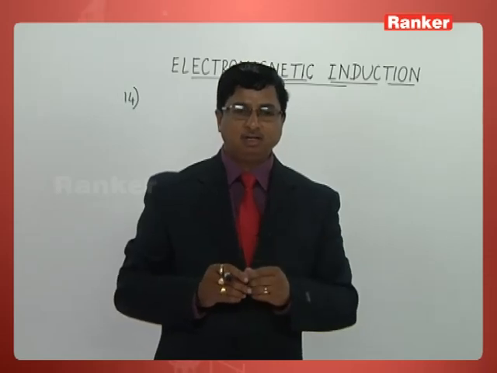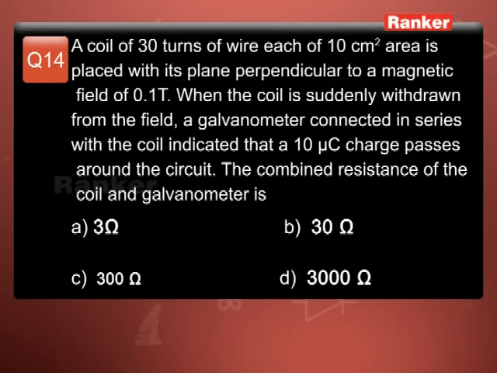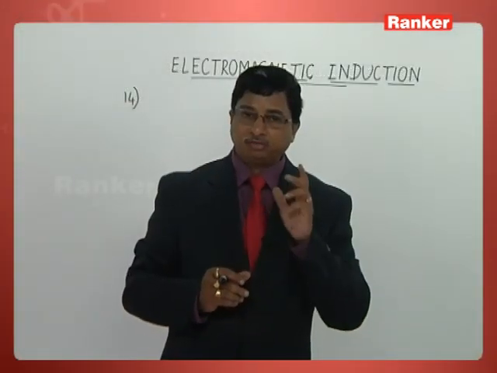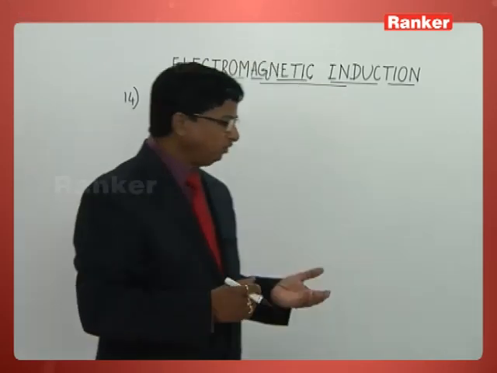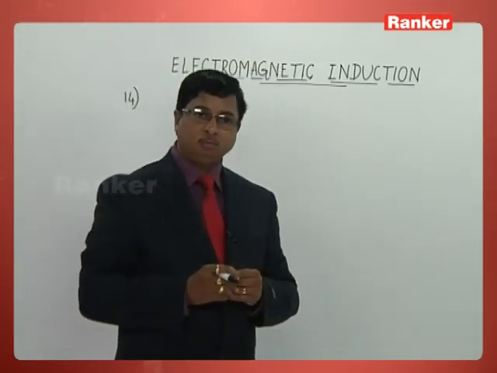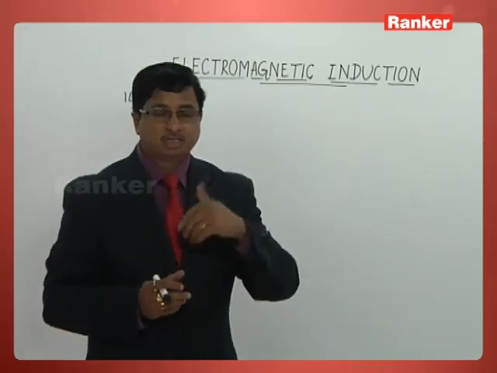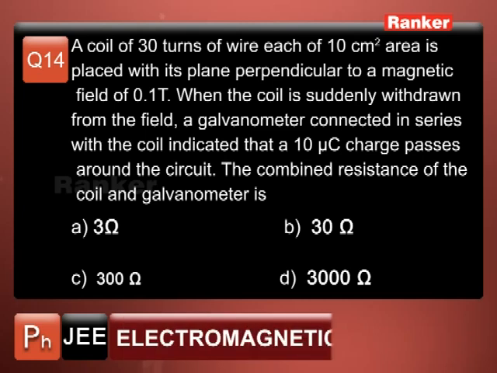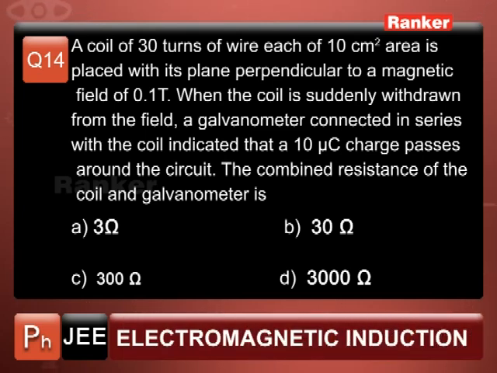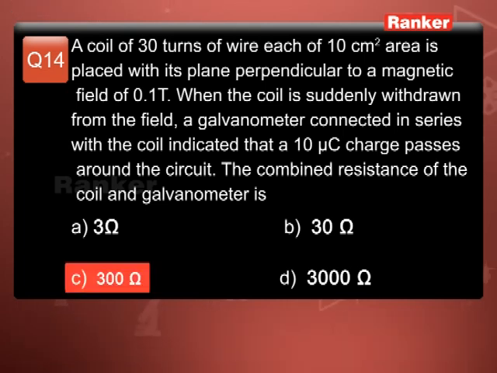Then what is the question? The combined resistance of the coil and the galvanometer is how much? Combined resistance. Once again the same concept, of course. But let us first of all finalize what the options given are. The very first option is 3 ohm. The second option is 30 ohm. Option 3 is 300 ohm. And option 4 is 3000 ohm. So the correct answer over here is simply 300 ohm. That is the third option which is correct.